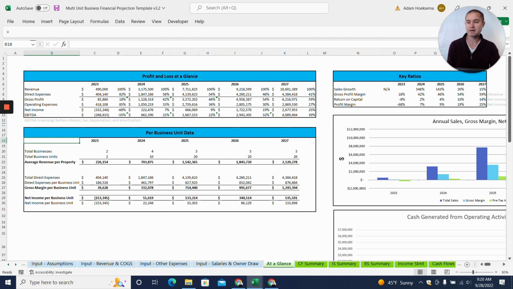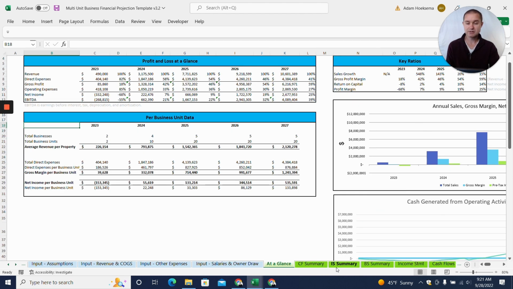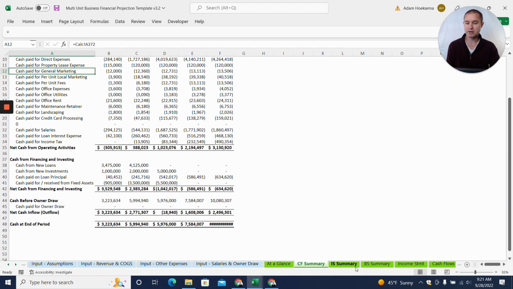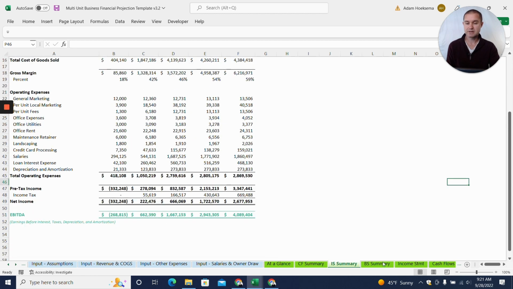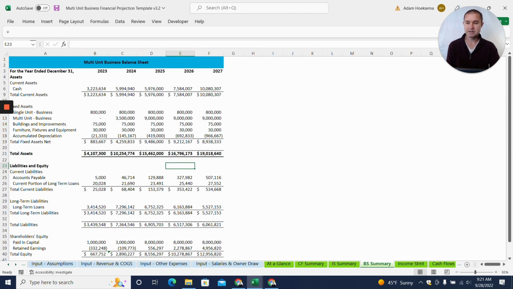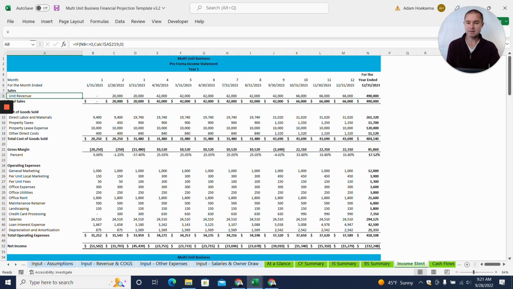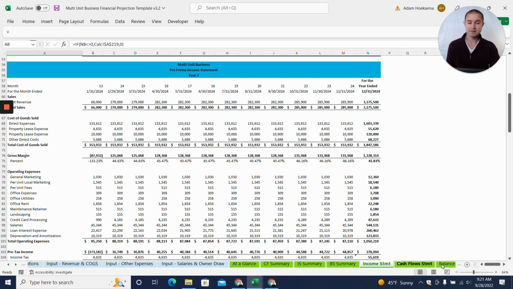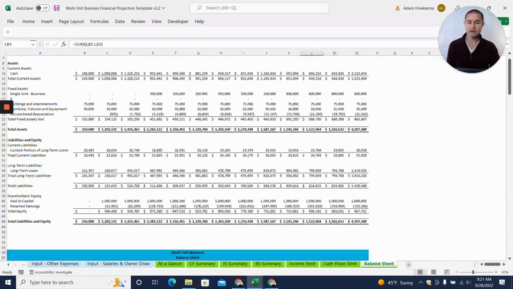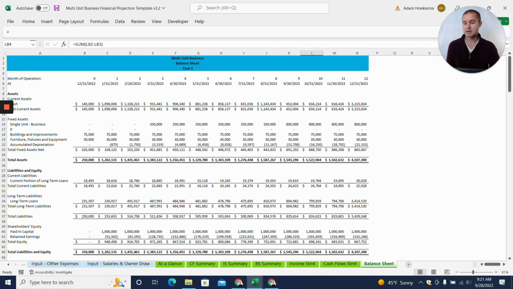And so what we're seeing here is the end process, the end deliverable: a consolidated at-a-glance view of all the units that we're going to be acquiring, a 5-year projection. You get some per business unit data summary here as well, some different graphs and charts. Then you're also going to get a 5-year cash flow summary, a 5-year income statement summary, a 5-year balance sheet summary, and these are all consolidated. Then a 5-year income statement broken down by month, and the same thing with the cash flow and balance sheet broken down by month. So you'll get that monthly detail as well as annual summaries.